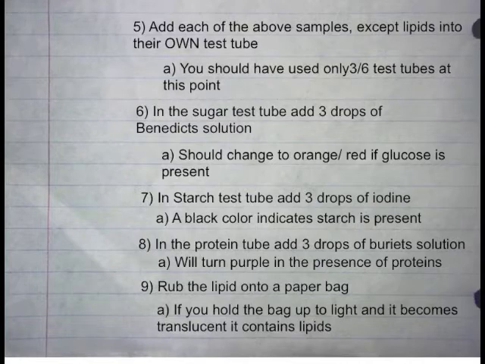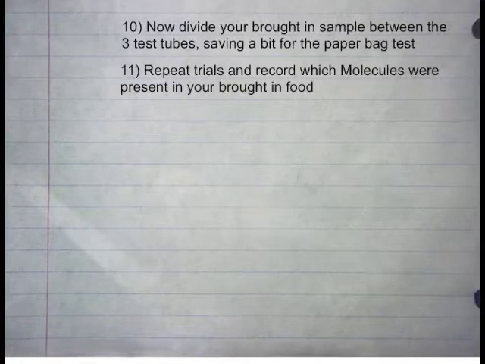Step 9. Rub lipids onto the paper bag, then hold the paper bag up to the light. If lipids are present, the bag will become translucent, meaning you can look at light through it. Now divide your brought-in sample between the 3 test tubes, saving a bit for the paper bag test, so 4 total. Repeat trials and record which molecules were present in the food that you brought in.